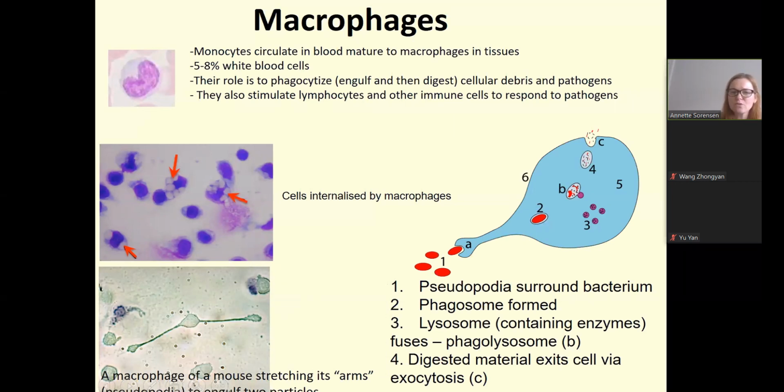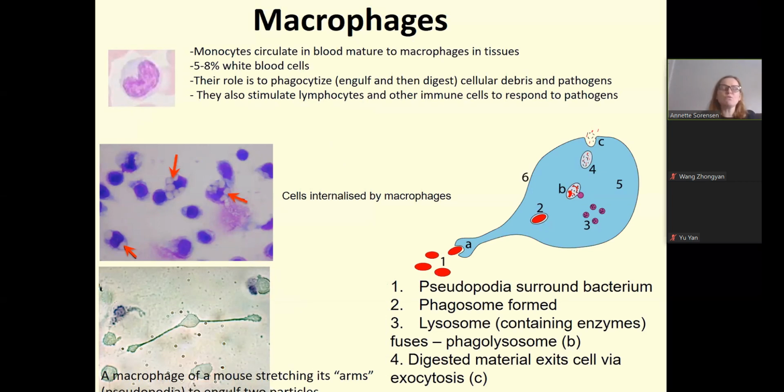Now that phagosome will fuse with what are called lysosomes. Lysosomes contain enzymes, and these enzymes are able to digest the bacteria. Once the bacteria is digested, the material, as you can see here, is excreted via exocytosis. Now, what the macrophage is also able to do through this process, we'll talk about that more later on, I'll just introduce the concept now.